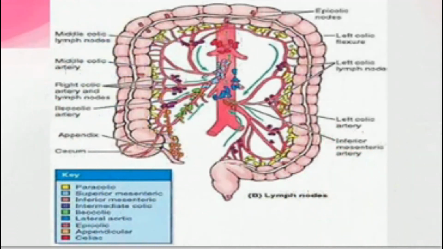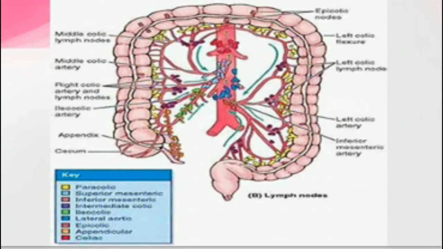Lymphatic drainage from the cecum and appendix passes to lymph nodes in the mesoappendix and to the ileocolic lymph nodes that lie along the ileocolic artery. Afferent lymphatic vessels pass to the superior mesenteric lymph nodes. The lymphatic drainage from the ascending colon passes first to the epicolic and paracolic lymph nodes, next to the ileocolic and intermediate right colic lymph nodes, and from them to the superior mesenteric lymph nodes.